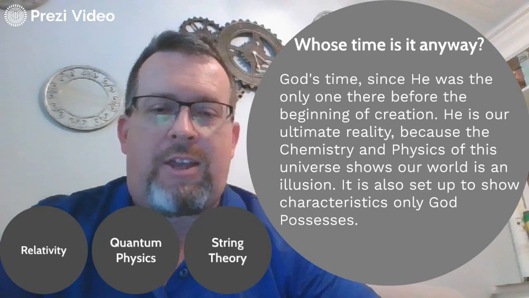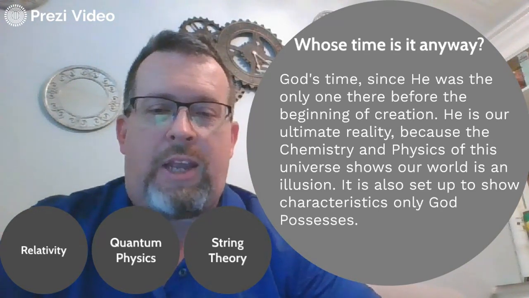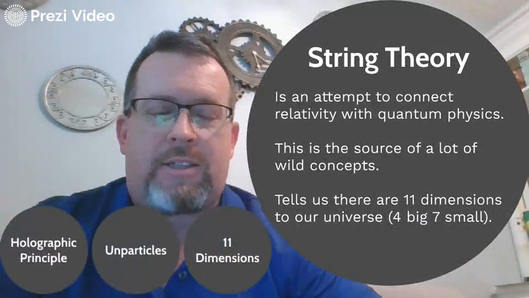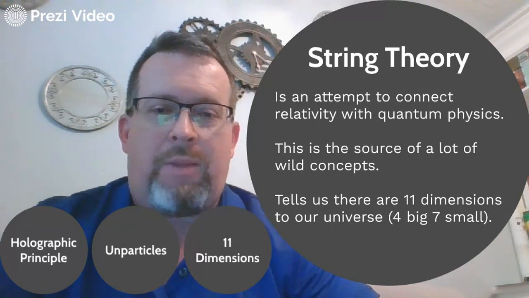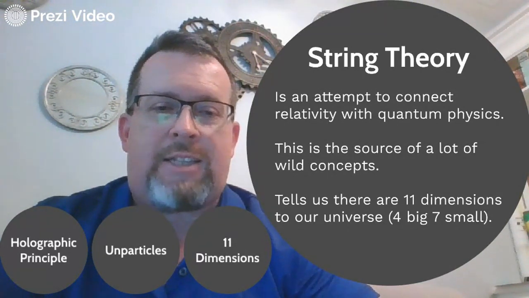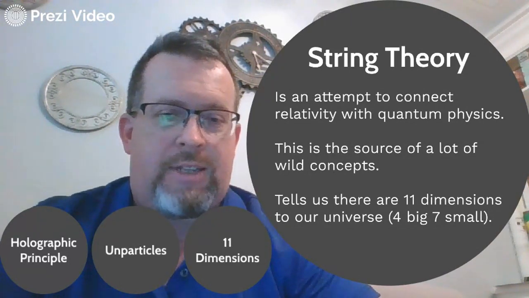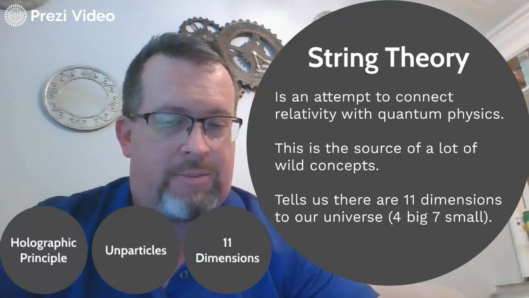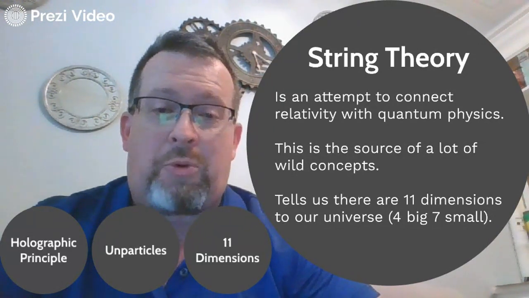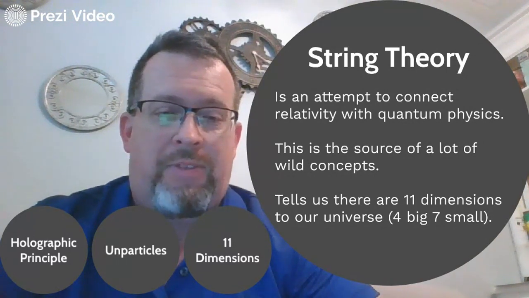So string theory is a connection between relativity and quantum physics. The math of quantum physics doesn't work when you get outside of time, and relativity doesn't work when you're in time, pretty much. So string theory is an attempt to connect relativity and quantum physics. This is the source of a lot of wild concepts. This is where we get a lot of really cool ideas that are really earth-shattering.